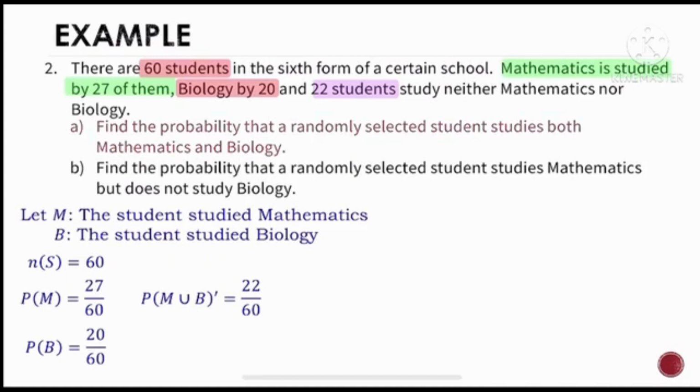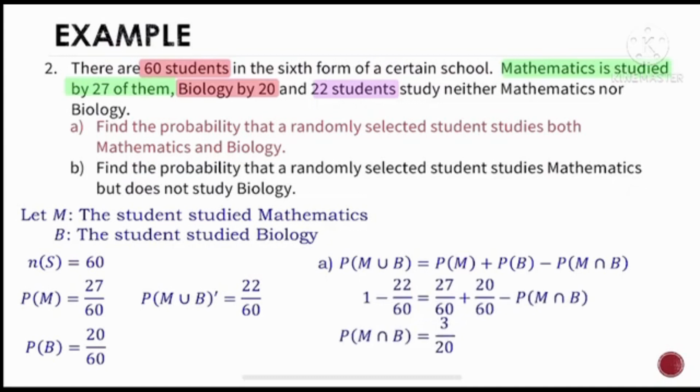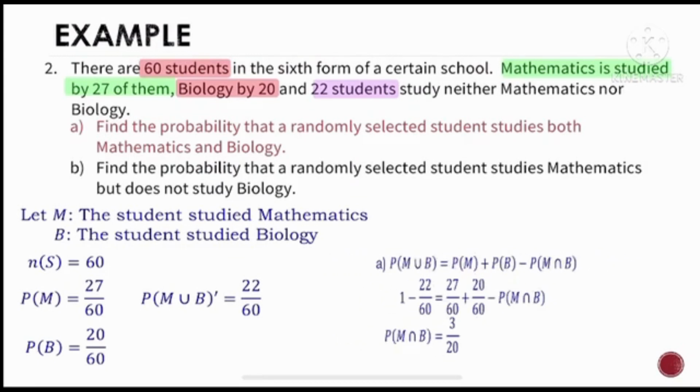Question A is find the probability that a randomly selected student studied both mathematics and biology. This means P(M ∩ B). We know that P(M ∪ B) is equal to P(M) plus P(B) minus P(M ∩ B). We can get P(M ∩ B) from this formula. Substitute all the values, where we know that P(M ∪ B) is equal to 1 minus P((M ∪ B)'). And we get P(M ∩ B) equals 3 over 20.